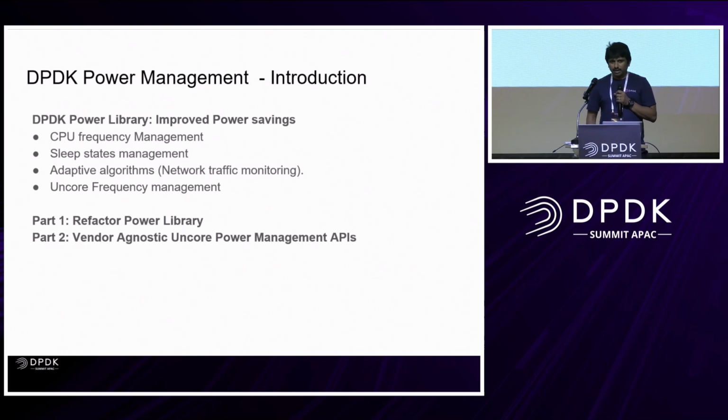Second, there are certain Uncore APIs. We'll touch base on how we can extend the scope of it, because a lot more things are possible as well. Today we are going to talk about refactoring the power library in the first part: how we can modify the existing implementation to make it more of a plug and play approach. The second part is about the new vendor agnostic Uncore APIs, to have a common solution across different vendors.